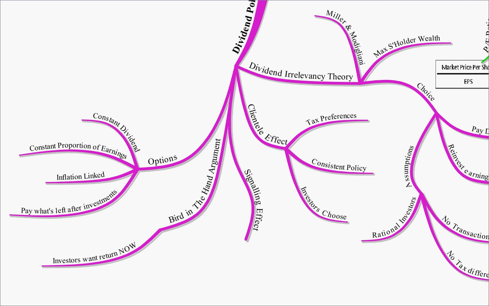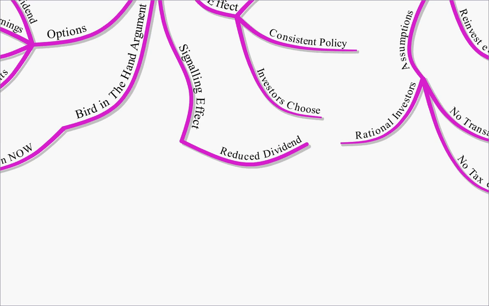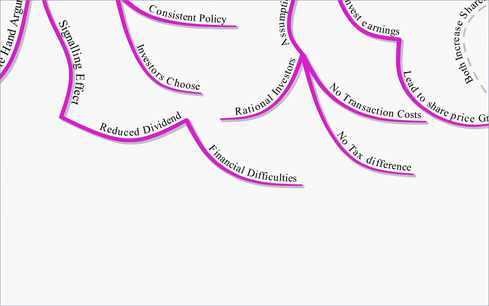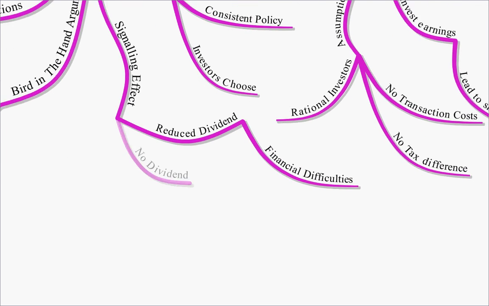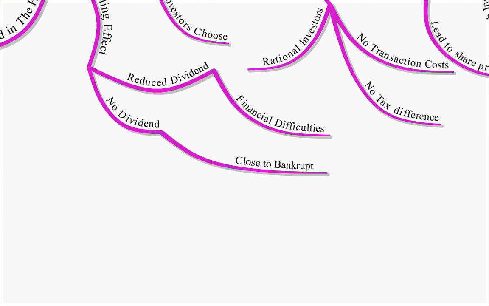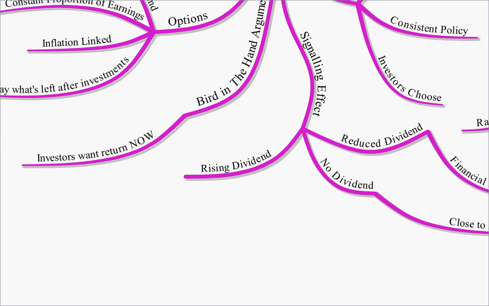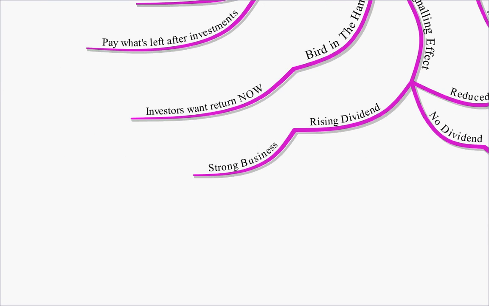Okay, remember when you're paying a dividend that there'll be a signalling effect to the market. If you were, for example, to pay a reduced dividend, the market may assume that you're in financial difficulties. If you were to pay no dividend at all, they may think that you're close to bankruptcy. Or if you pay a rising dividend, they may assume that the business is very strong and able to pay a dividend in the future. So that's the signalling effect. What signals are you giving to the market with your dividend?